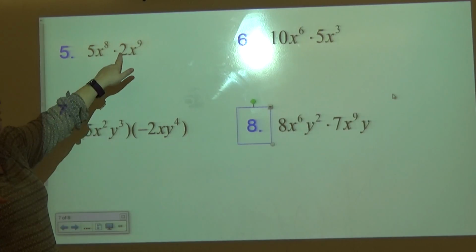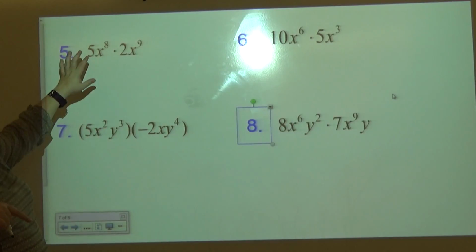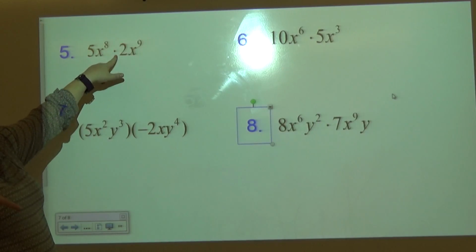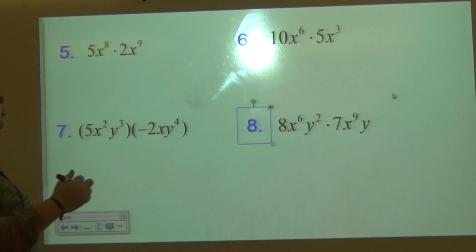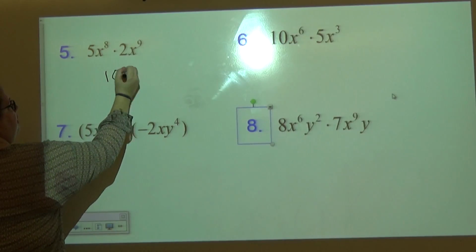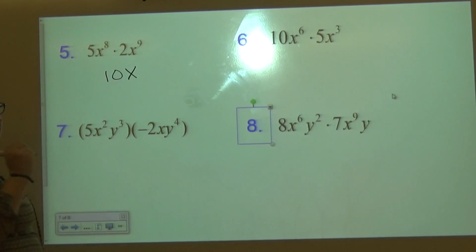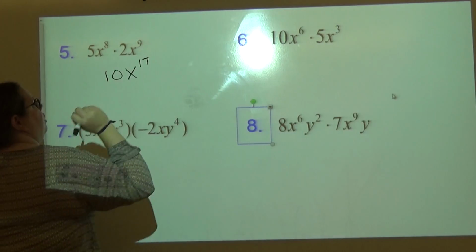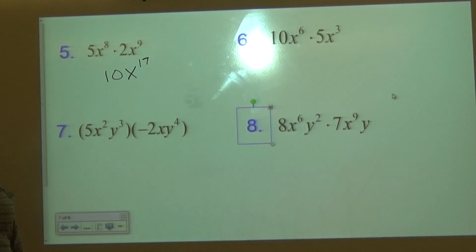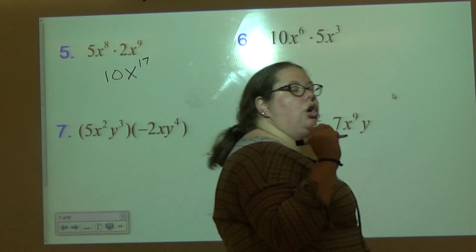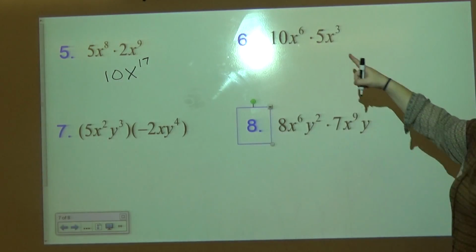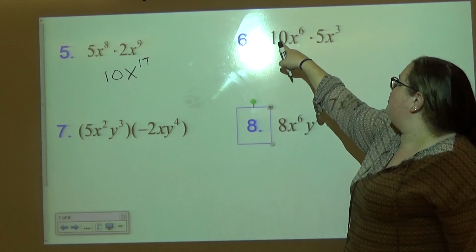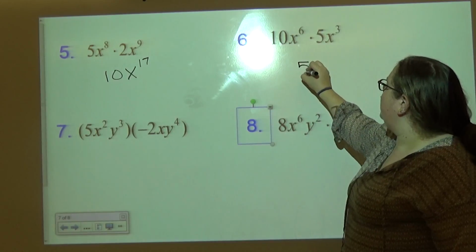5x to the 8th times 2x to the 9th. So remember, we are multiplying. So 5 times 2 is 10. And what do we do to exponents when we multiply? We add them. Repeated multiplication. We add those exponents. Number 6. Again, same idea. We're multiplying, so we multiply our coefficients. 10 times 5 is 50.